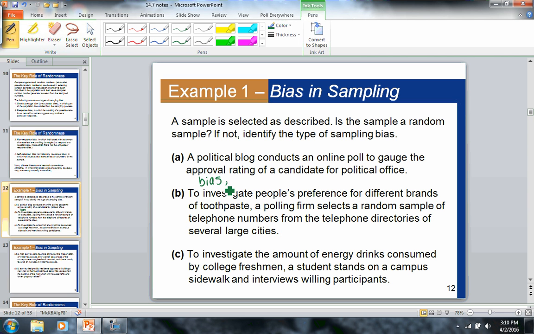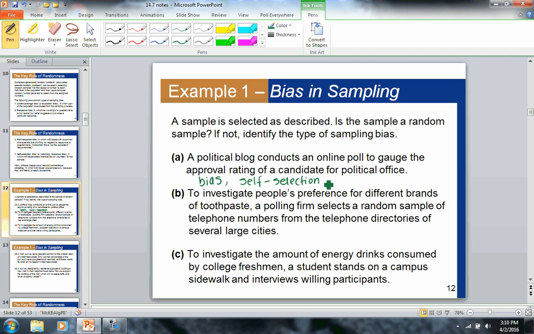And it's biased because it shows self-selection. The only people who are going to take the online poll are the people who go to that political blog and volunteer themselves to take the survey. They have enough time. They've got nothing else to do. Sure, they'll look at the blog and they'll take the survey.